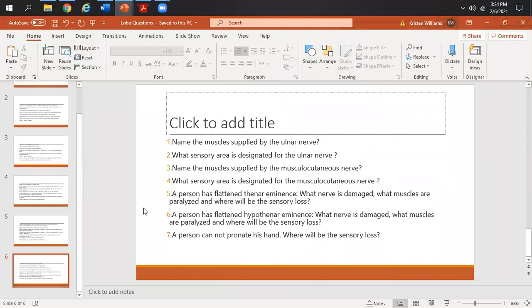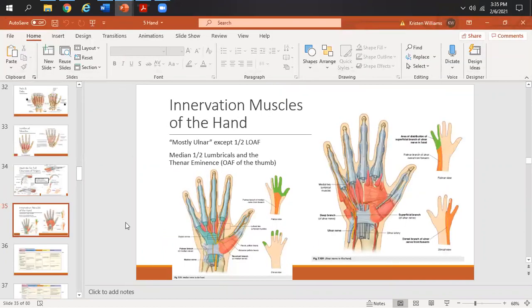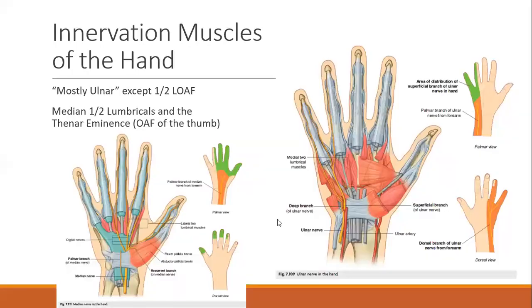Next question. A person has flattened thenar eminence. What nerve is damaged? What muscles are paralyzed? Where will there be sensory loss? Okay, so this goes back to what we were talking about with the hand. Remember that our thenar eminence is these 3 muscles: your abductor pollicis brevis, your opponens pollicis, and your flexor pollicis brevis. And they're all innervated by median nerve, specifically the recurrent branch of median nerve. So if you have a flattened thenar eminence, that means that there's been damage to this branch of median nerve.